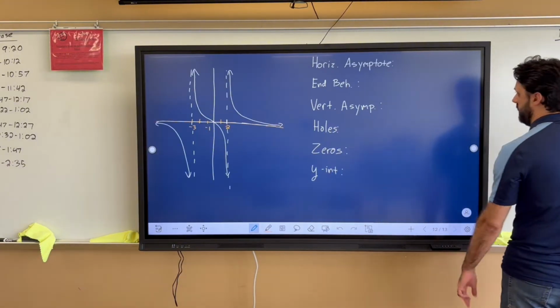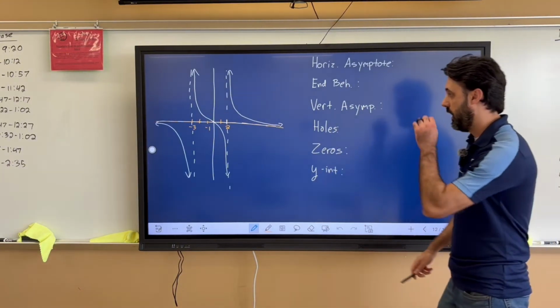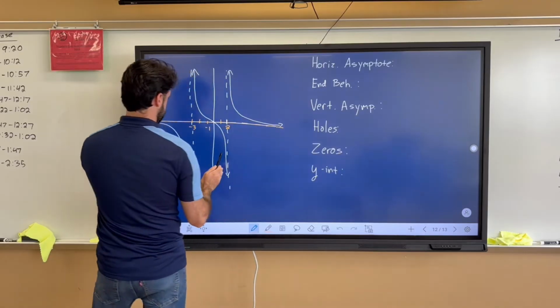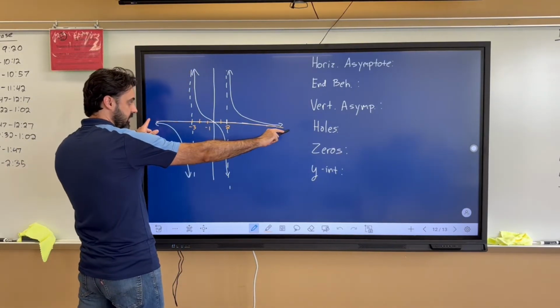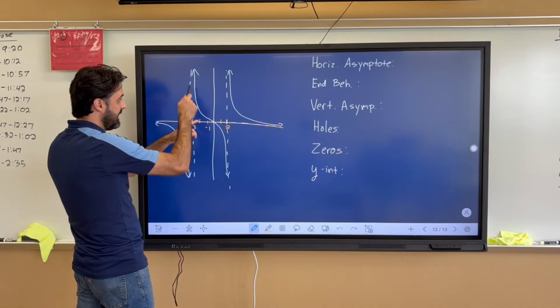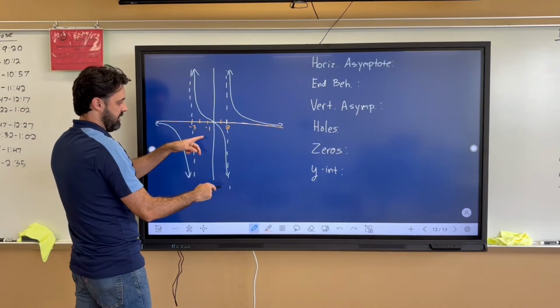All right, so let's take a look at another. This graph has two vertical asymptotes. It has a horizontal asymptote on the x-axis. And the graph in the middle actually crosses through the horizontal asymptote.